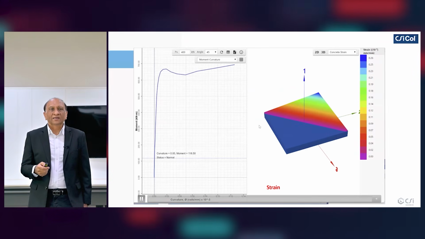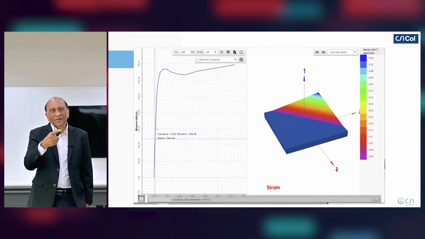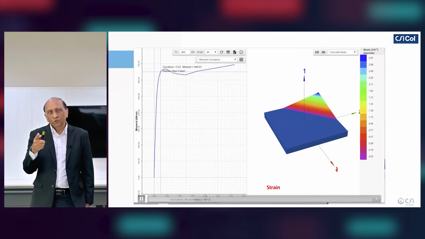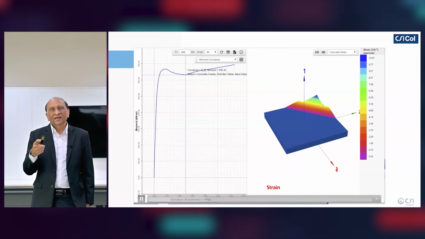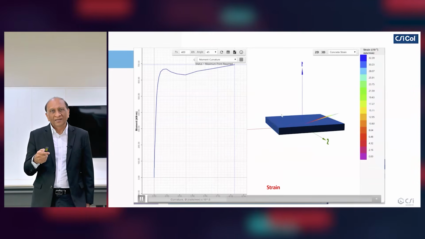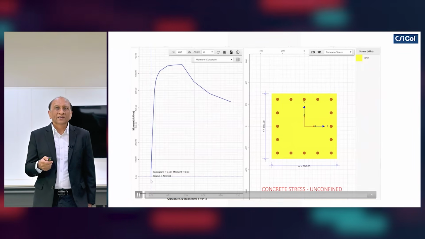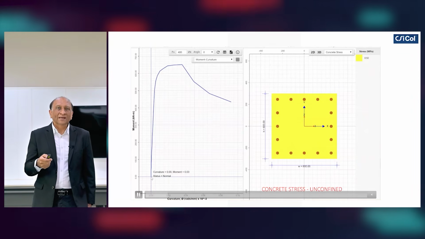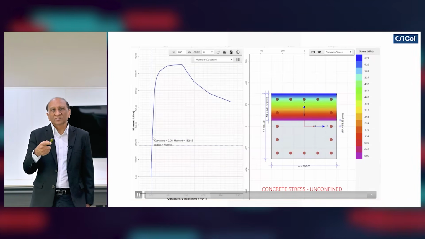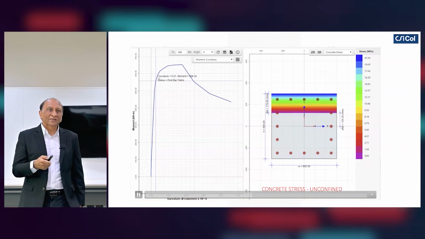And we can see, if you just play this one, if you look at the moment curvature curve, when you move the cursor on that using CSI Col, you can see the variation in, let's say, concrete strain for any location. And you can see also how it will vary. Similarly, you can see the concrete stress for any location on the moment. So this is the crack location, the tension concrete is gone, compression stress can be calculated.